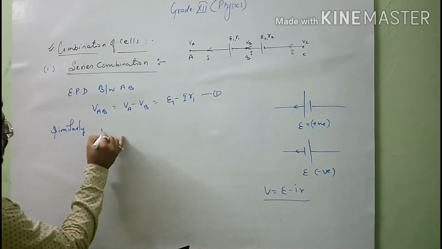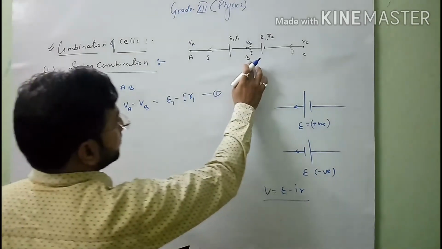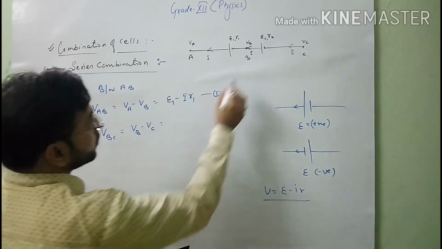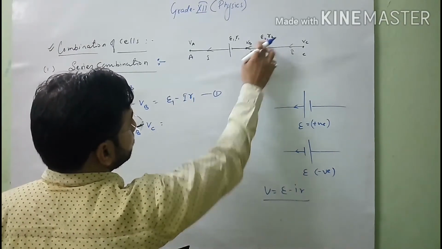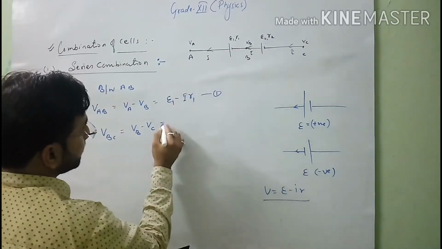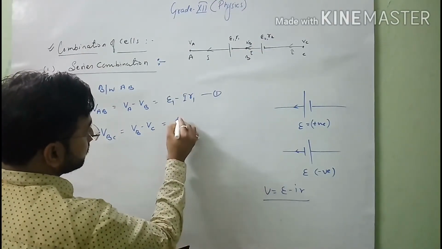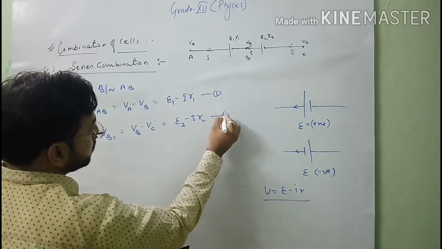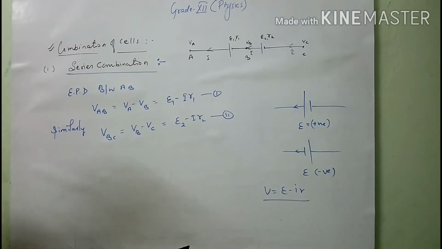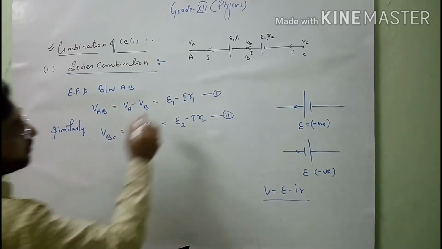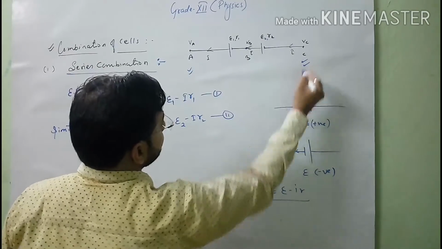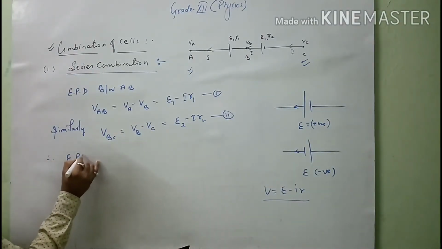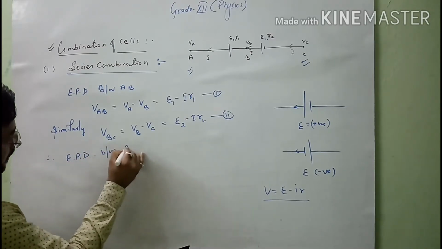Similarly, when we talk about the electric potential difference between the points B and C, we will write VB minus VC. The EMF of the cell is epsilon 2 and current I is flowing through it, so we can write this as epsilon 2 minus IR2. After the calculation of VAB and VBC, now we will get the electric potential difference between A and C.